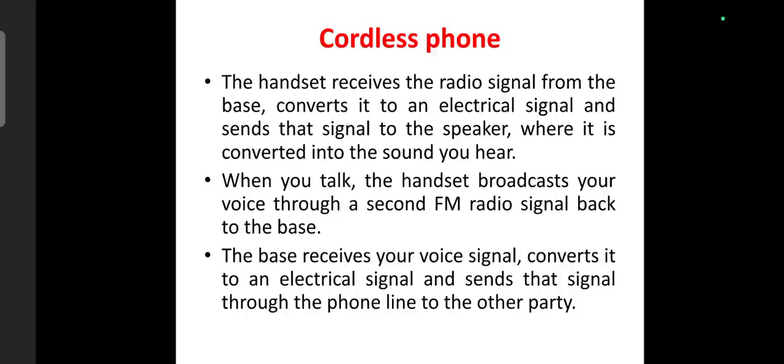Similarly, when a user speaks into the handset microphone, the voice is converted into electrical signals. These signals are transmitted wirelessly back to the base station using another radio frequency channel. The base station converts the received signal into a telephone line signal and forwards it to the other party. This two-way communication allows full duplex conversation.